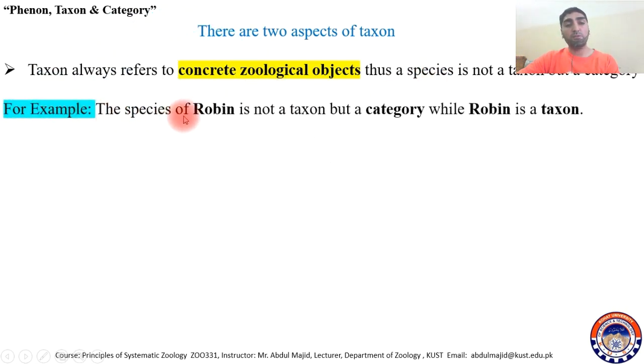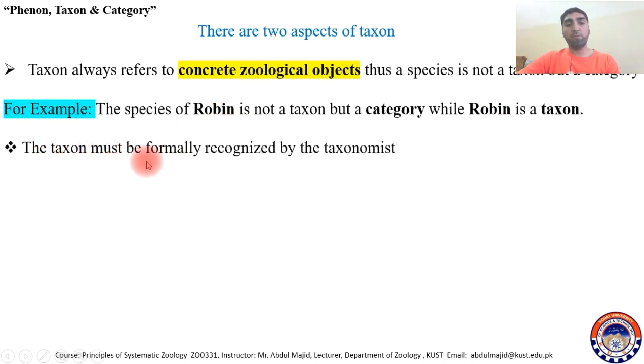Species is actually a category which shows the rank of that animal. Like for example, the species of robin. The species of robin is not a taxon but a category. So this species is not a taxon, this species is a category, while this robin is a taxon. So species is a category, not a taxon, and robin is a taxon, because robin refers to a concrete zoological object, or it's a real animal.